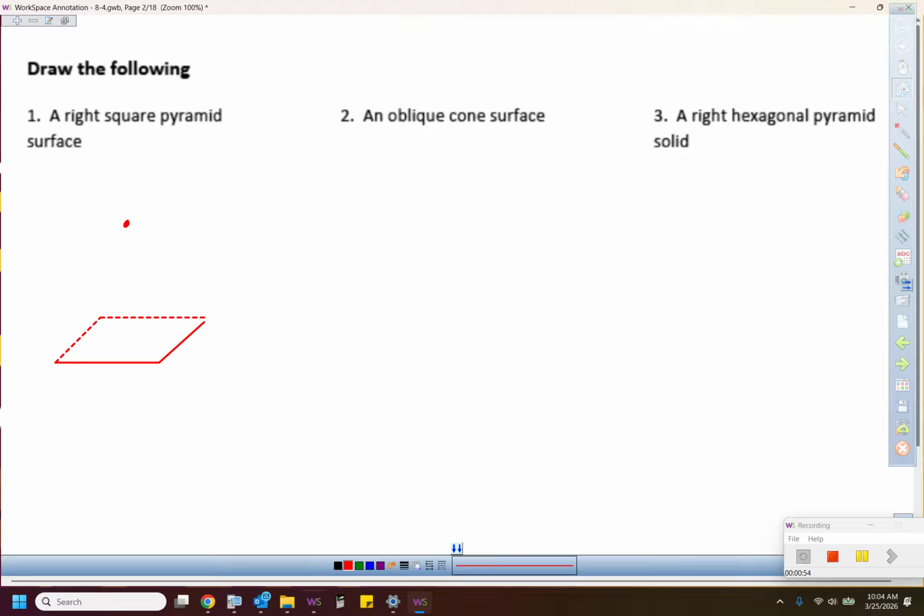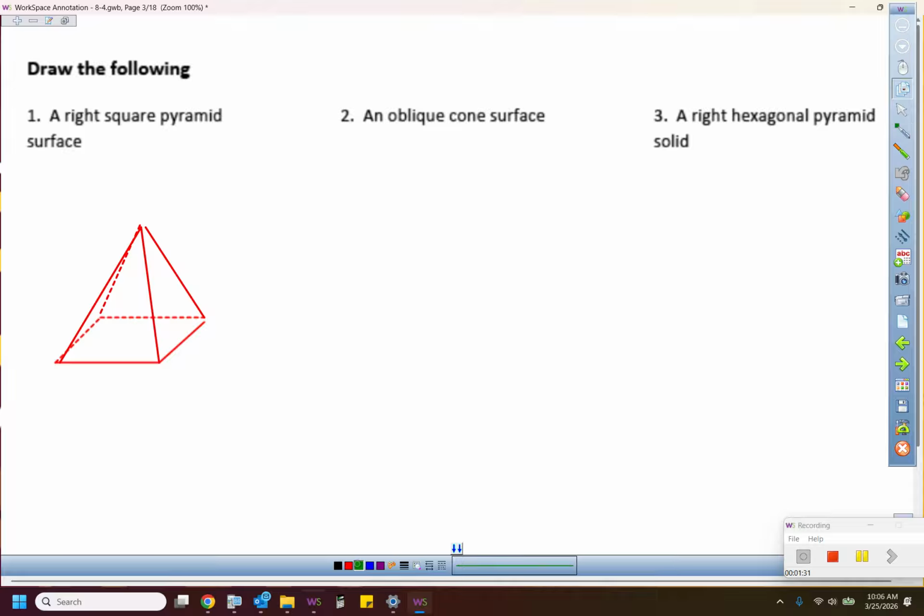Then take your straight edge and connect those three solid and the one in the back dashed, because you kind of have to look through the object to see him. Then they say, is he right or oblique?